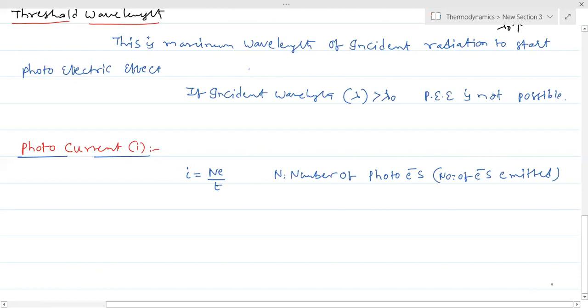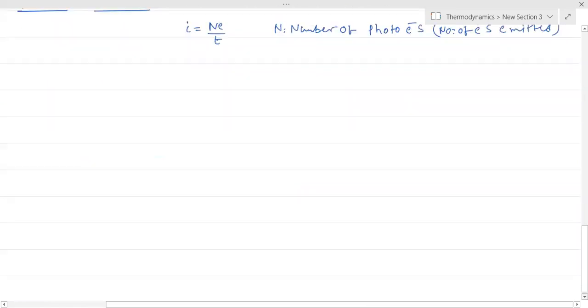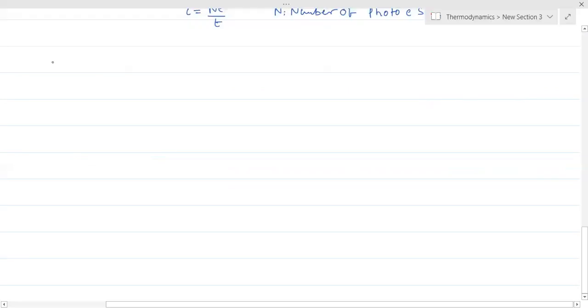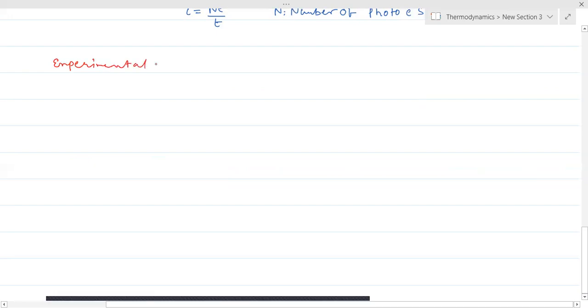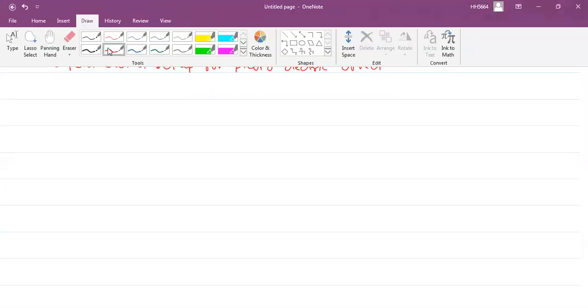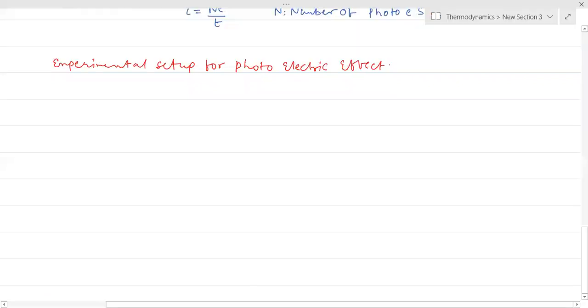In order to understand the theories, or the graphs, or even the problems, we need the experiment. We need to understand the experiment, it is mandatory. So we are taking the experimental setup for the photoelectric effect.